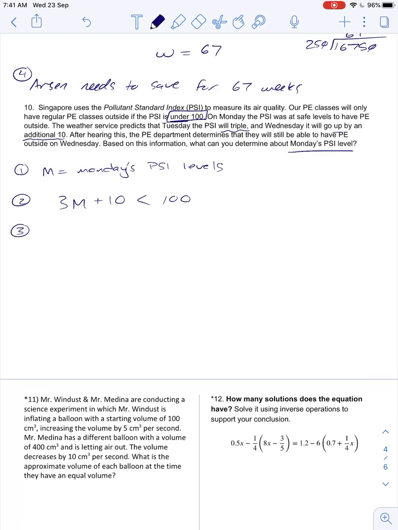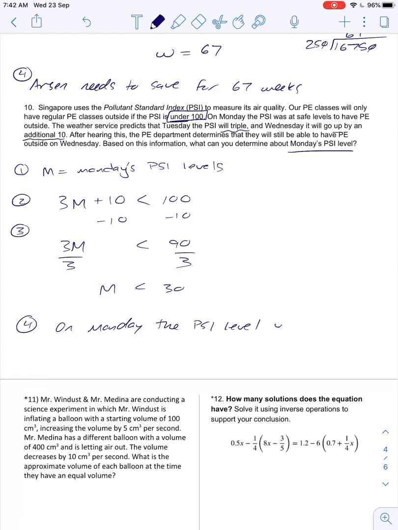Now, step 3, I'm going to go through and solve it. So minus 10, which is equal to 90. Divide both sides by 3. So based on this information, I can determine, so step 4, writing my complete sentence, on Monday, the PSI level was less than 30.